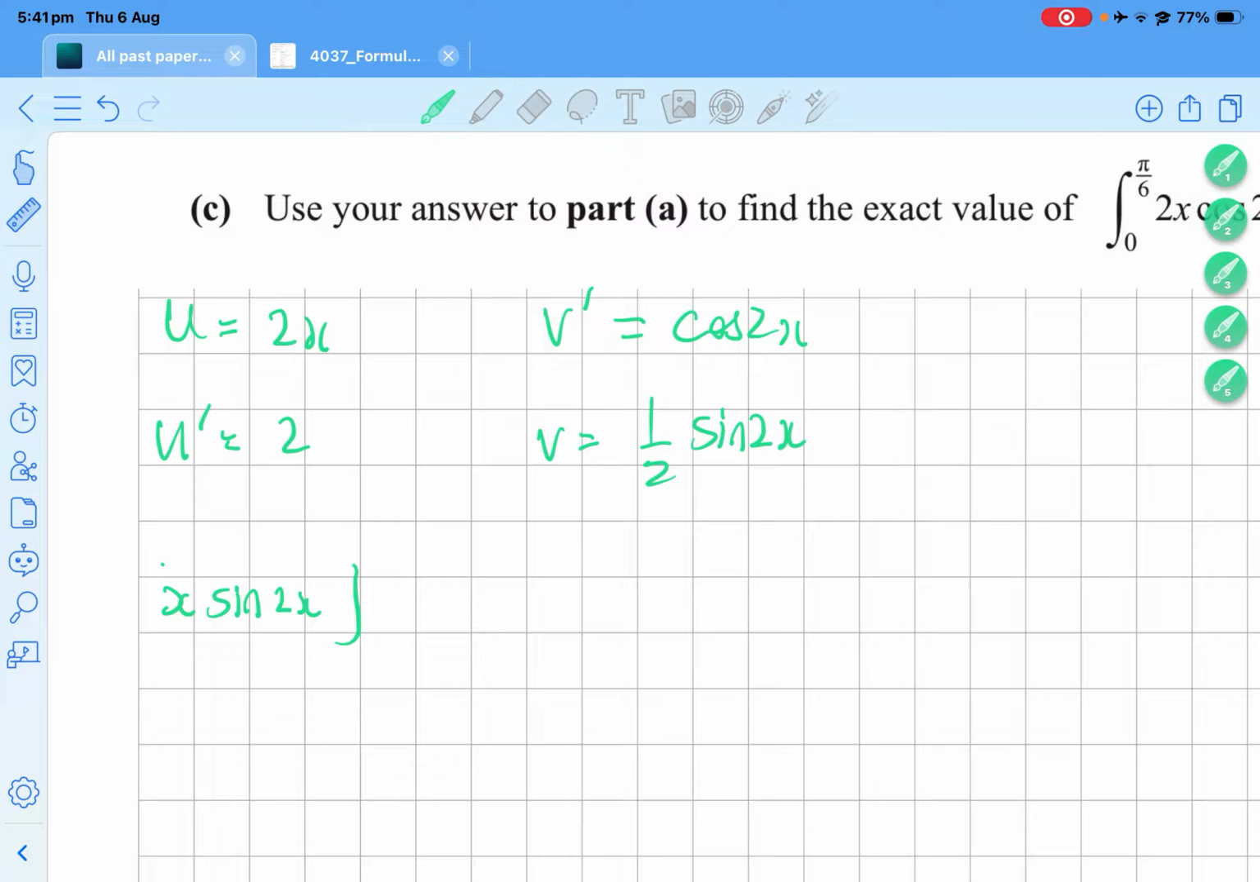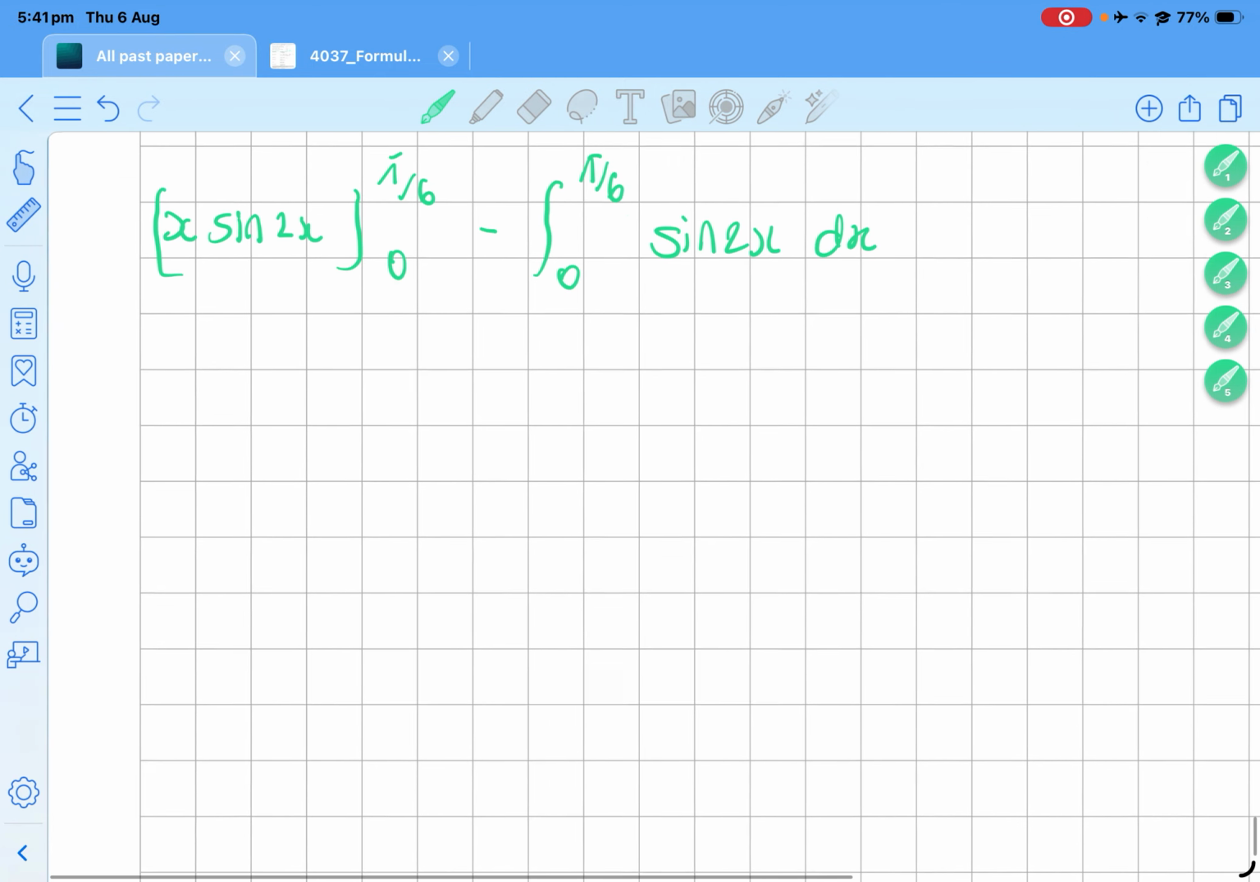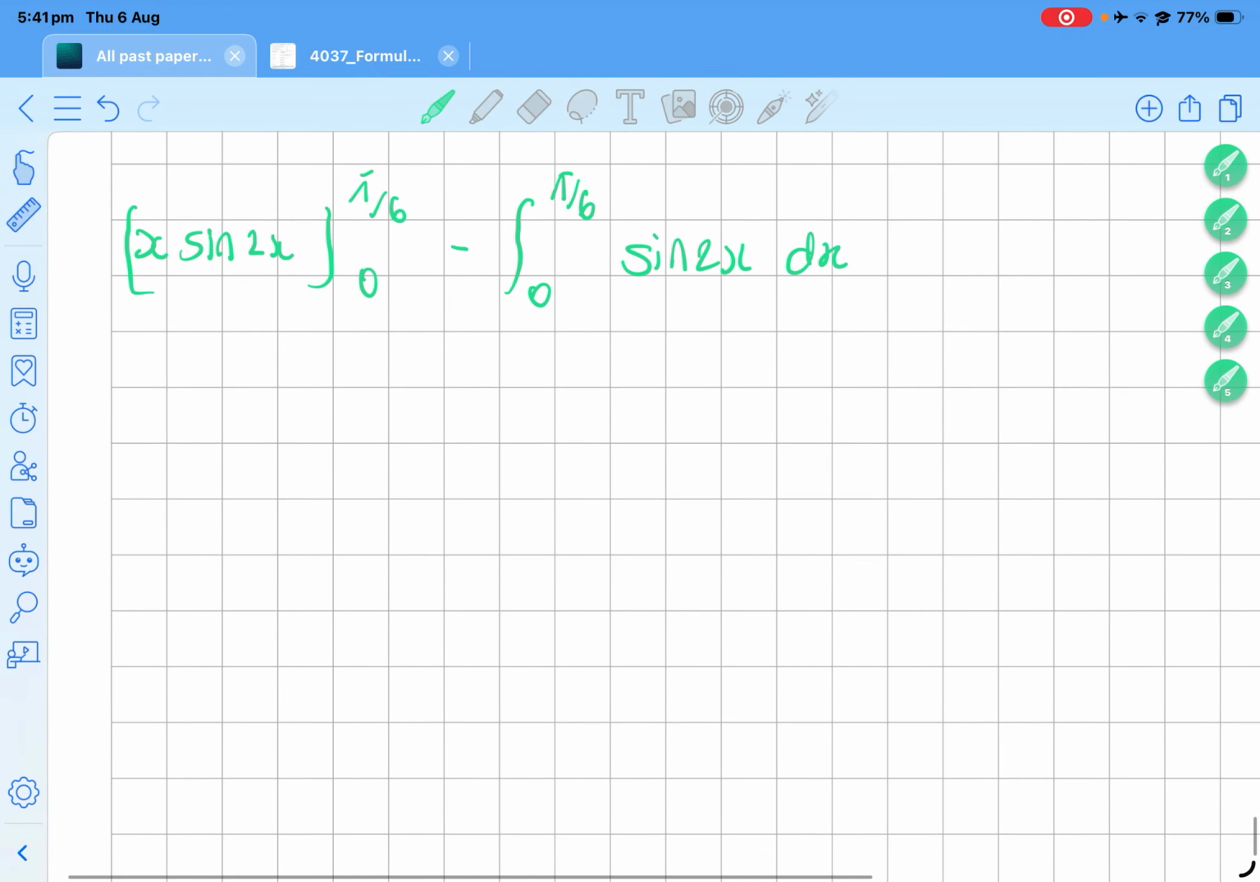And then obviously you can apply the limits of pi over 6 and 0 minus the integral of the limits you have, or if there's no limits then it's just an indefinite integral of v times u prime. So this will be sine 2x dx. And we didn't do the integral of sine 2x. So if you do the integral, minus cos differentiates to sine, so sine will be integrated to minus cos. It's just the other way around.